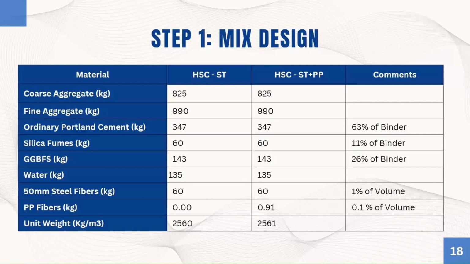Our cementitious content composed of 63% quaternary carbon 7 top C, 11% silica fumes, and 26% GGBS. Our water cement ratio was approximately 2.9, and the steel fibers occupied 1% of volume. This value was obtained with consultation with experts in the field. Polypropylene fiber content was set to 0.1% of volume, and similar to the steel fibers, this value was set based on our consultations with experts in the field.